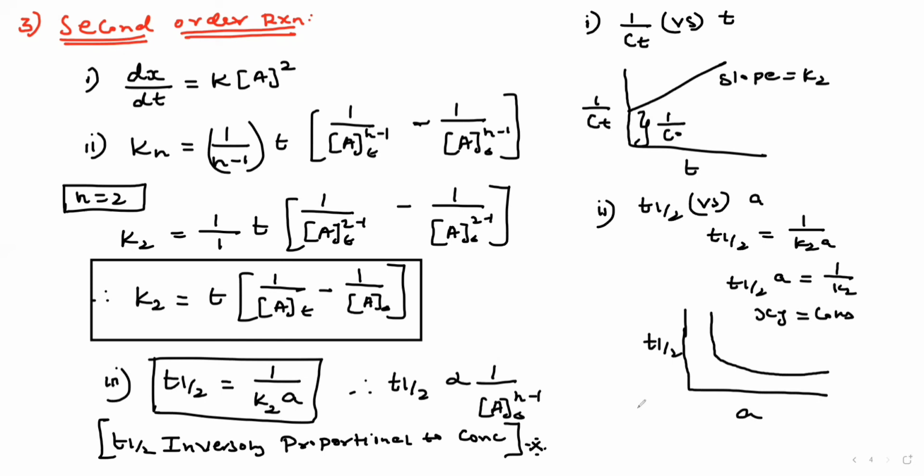What is the third important graph? You can try this graph. Very simple: t half versus 1 by A. Now, what is the graph? You can try this graph. Tell me in the comment section whether it should be a straight line or an exponentially decreasing or increasing graph. This is also a very important one from the JAM exam point of view.